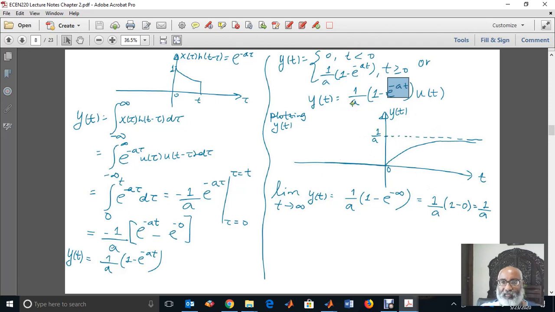This holds for any a greater than 0. So if a is 2, it will be 1 over 2 here. If a is 3, 1 over 3, and so on. Okay, this is how we do the integration as a convolution.